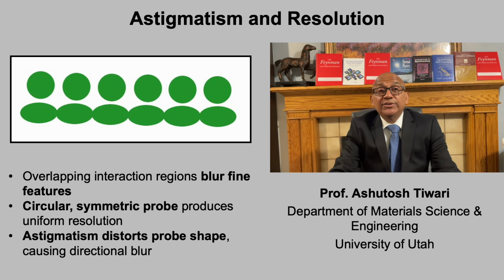When the beam suffers from astigmatism, it becomes elongated rather than circular. This means the interaction region is stretched along one direction, causing features to appear sharp in one orientation but blurred in the perpendicular direction. Astigmatism does not change the physics of the signal generation, but it effectively increases overlap between neighboring interaction regions along a preferred axis.